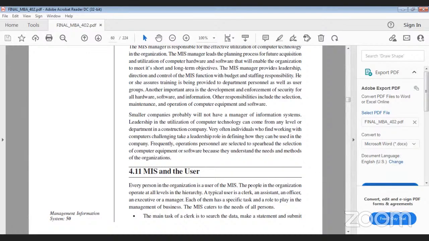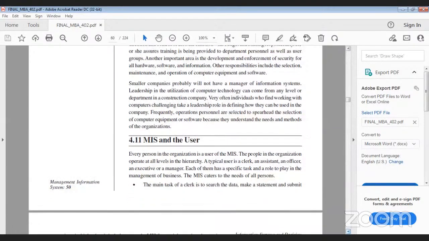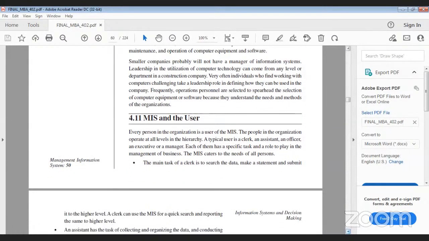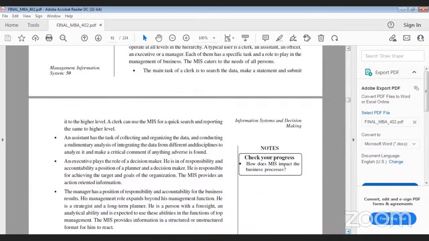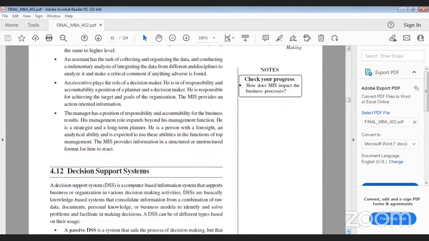Firstly, the clerk has the task of collecting the data, making statements, and submitting them to the higher level. Second, the assistant has the task of collecting and organizing the data, conducting analysis and interpreting the data from different disciplines for analysis. Executives play the role of decision makers. A manager has two positions of responsibility.